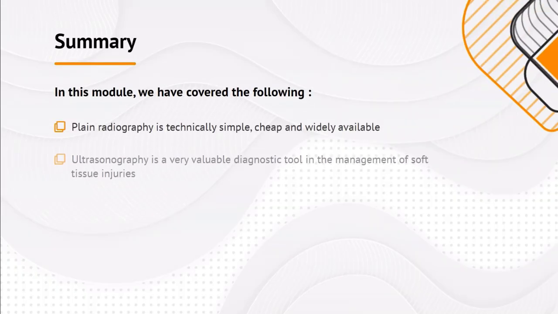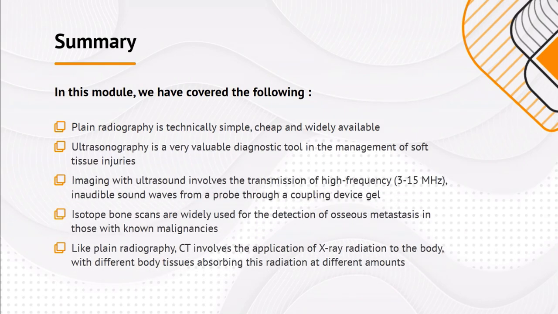Summary. In this module, we have covered the following. Plain radiography is technically simple, cheap and widely available. Ultrasonography is a very valuable diagnostic tool in the management of soft tissue injuries. Imaging with ultrasound involves the transmission of high-frequency, 3 to 15 MHz, inaudible sound waves from a probe through a coupling gel. Isotope bone scans are widely used for the detection of osseous metastases in those with known malignancies. Like plain radiography, CT involves the application of X-ray radiation to the body, with different body tissues absorbing this radiation at different amounts.